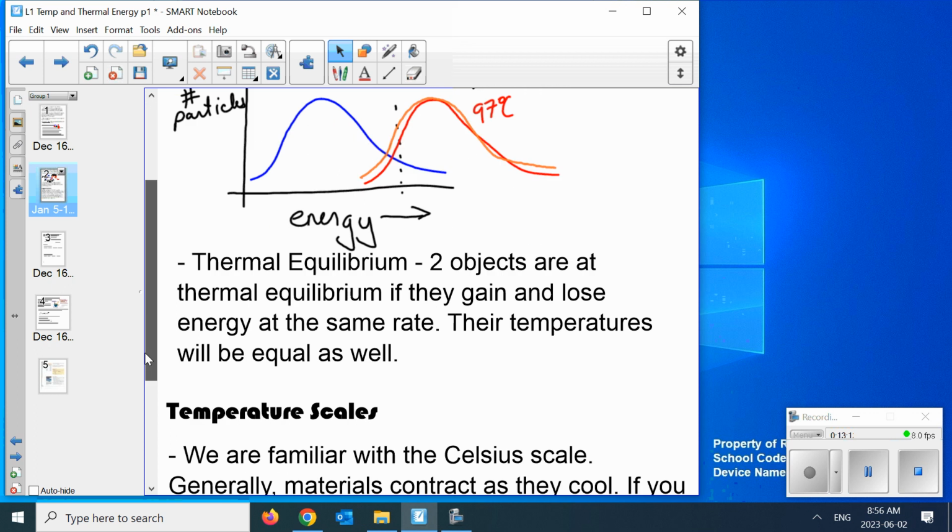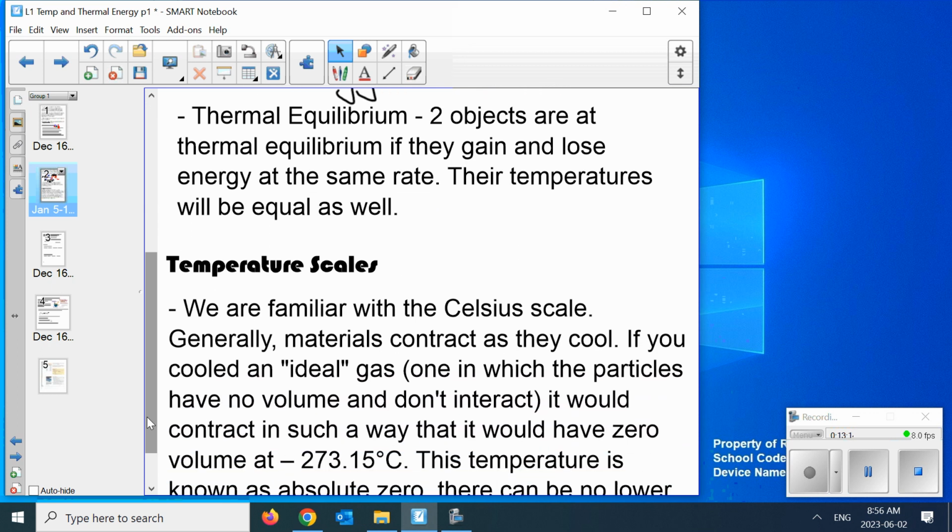Okay, continuing. This I think you intuitively know. Thermal equilibrium. Two objects are at equal thermal equilibrium if they gain and lose energy at the same rate. Their temperatures will be equal as well. Now, I say this because I think you're aware of this. Energy always moves from hot to cold.